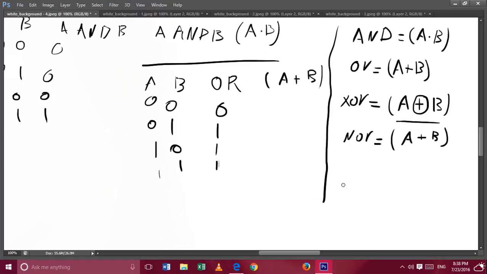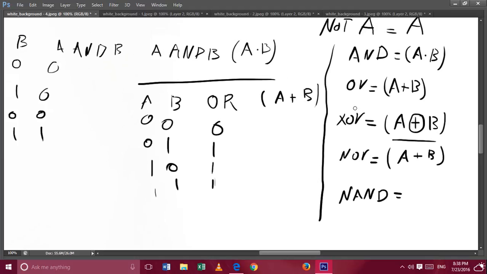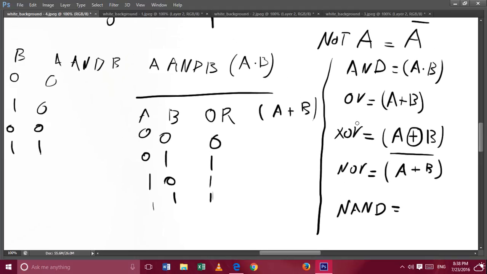Finally, NAND will be like this. Remember that we said NAND is AND then NOT. So you guessed it, this is going to be NAND right here, which is AND and then bar. So all we need to start using Boolean algebraic expressions is to understand or memorize these things, and it's not really hard to remember, right?